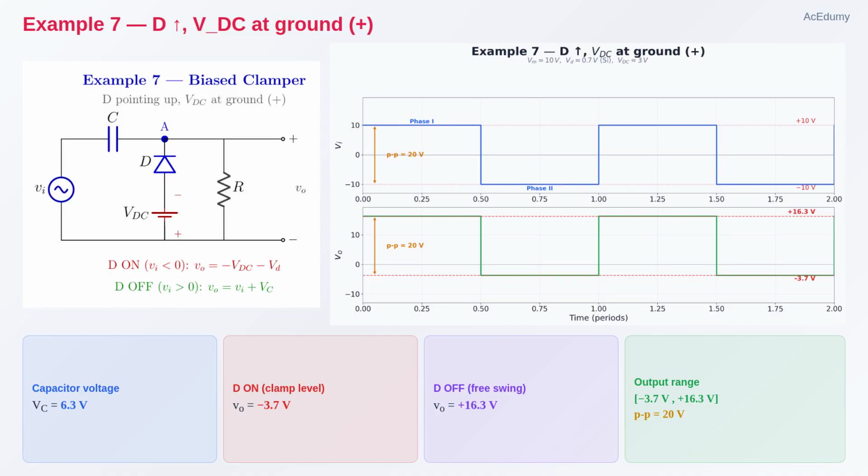During the positive half cycle, the diode turns off. Output equals plus 10 plus 6.3 equals plus 16.3 volts. Output range from minus 3.7 to plus 16.3 volts. Peak to peak 20 volts. 5 examples, 5 different positions on the y-axis.